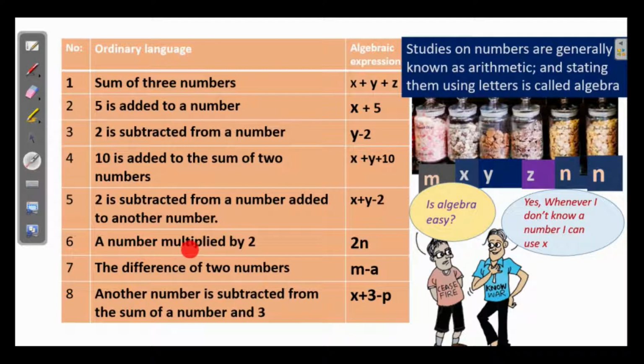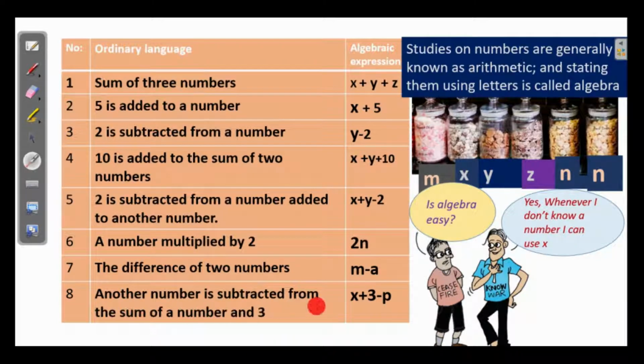A number multiplied by 2 is 2n. Here we can see it. Here n. If there are 100 candies in this bottle and the same 100 candies would be here also, so the sum of these two is 200, we know, if it is 100. Similarly, 2 times the number n and n. A number is multiplied by 2. It is 2n. The difference of two numbers is m minus a.